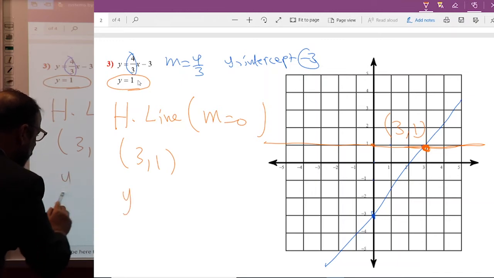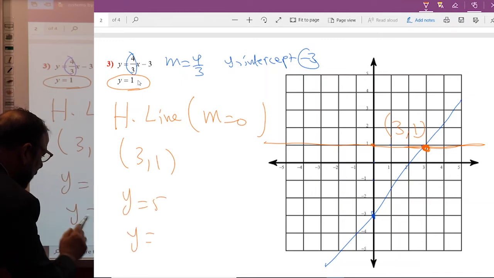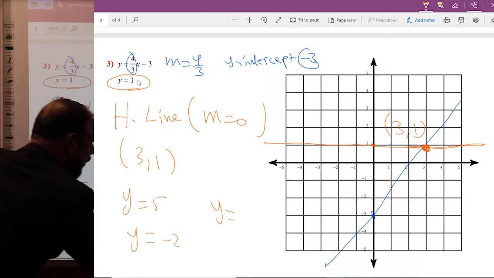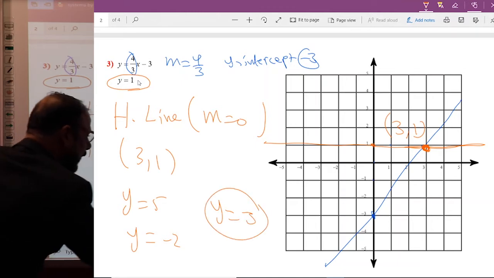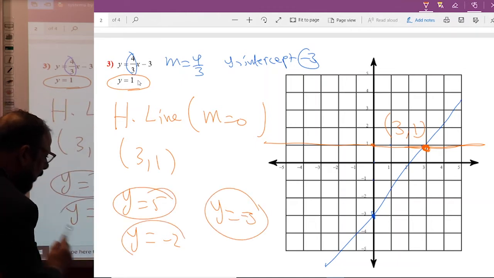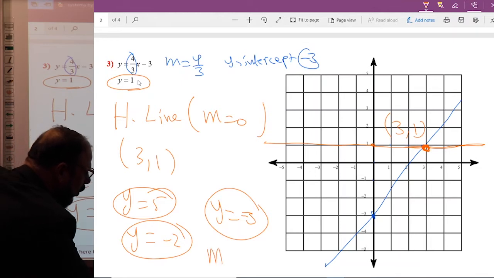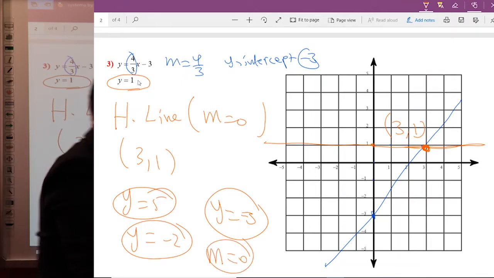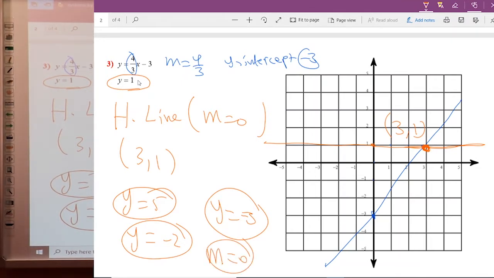Look here: y equals 5, y equals negative 2, y equals negative 3. All these lines are horizontal lines with the same slope equal to what? 0. Good?